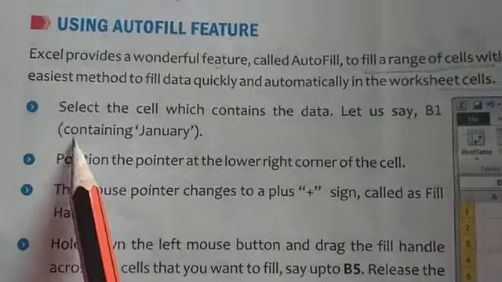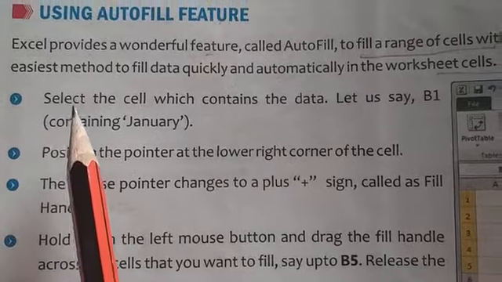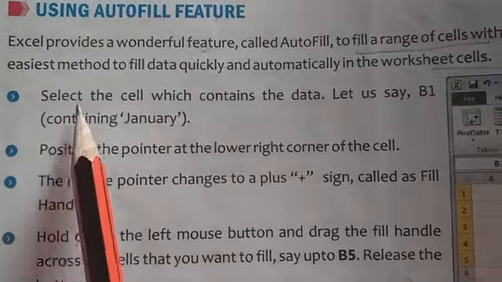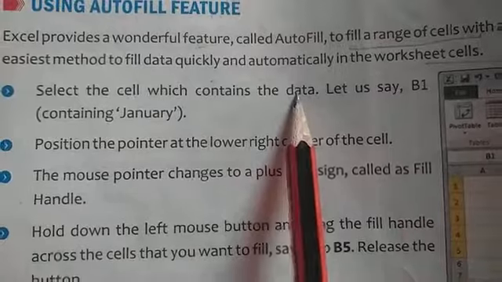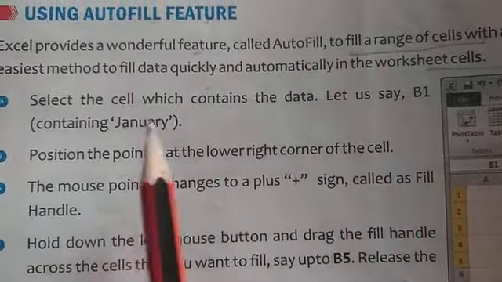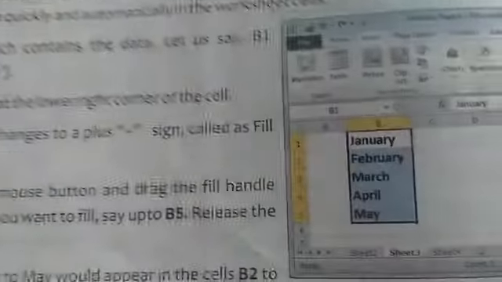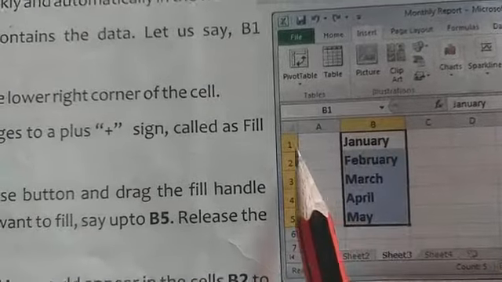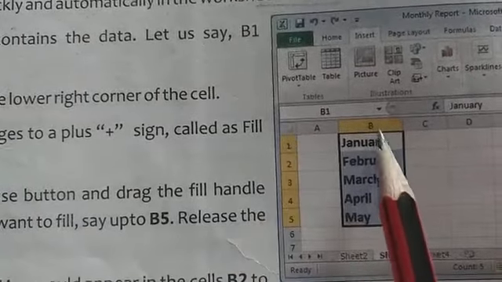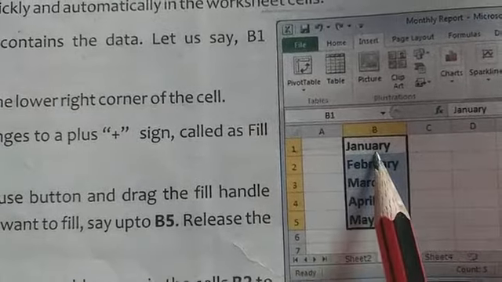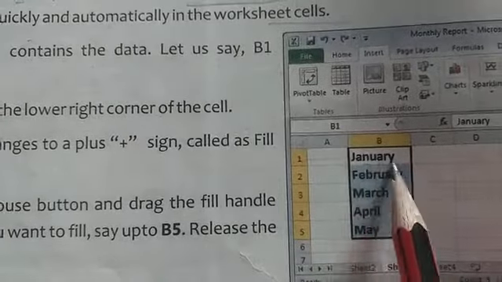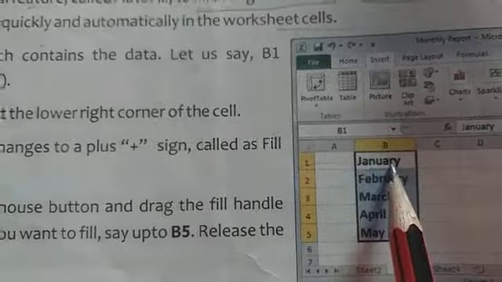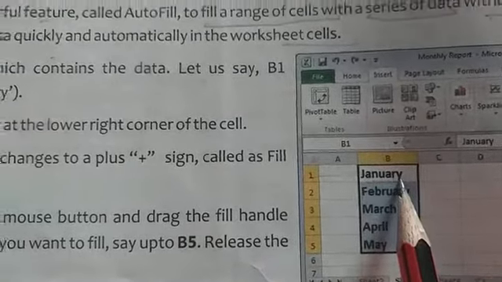So how can we automatically fill the data? Step 1 is select the cell which contains the data. Let us say B1 containing January. So here they are selecting the B1 cell. Yes, this is B column and this is first row. So the cell number is B1, and it is written here January.